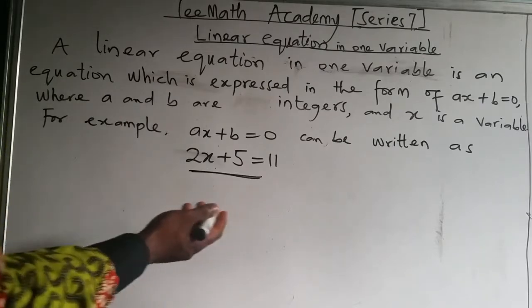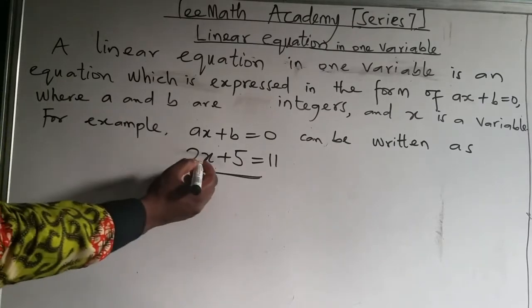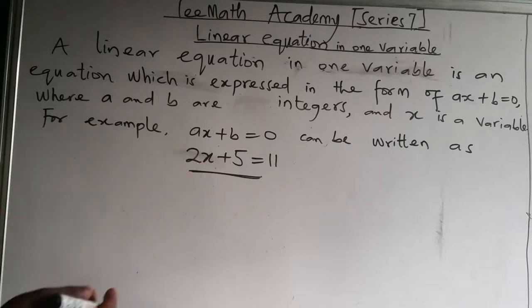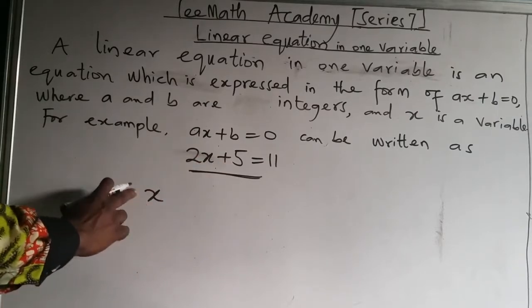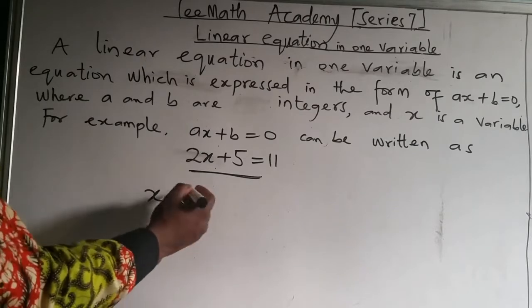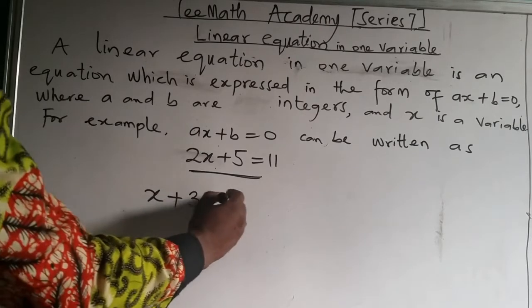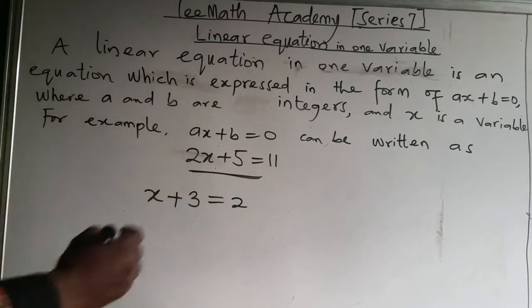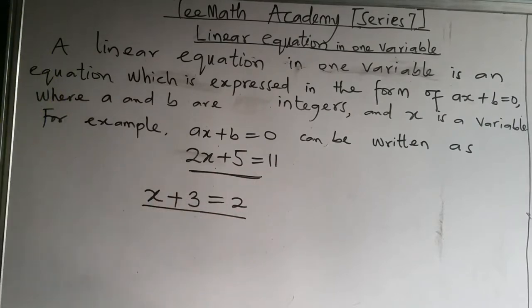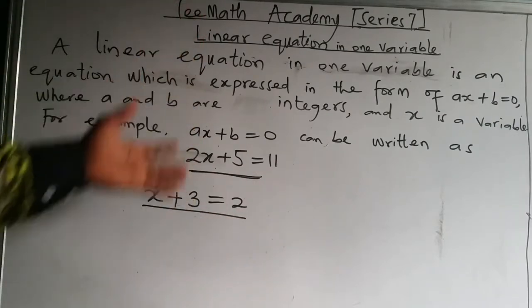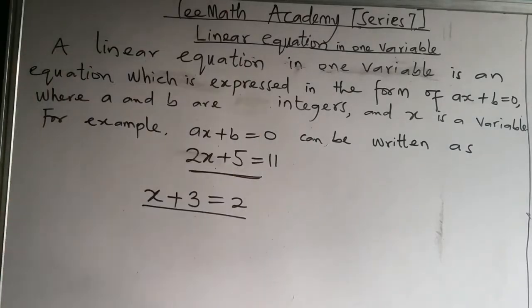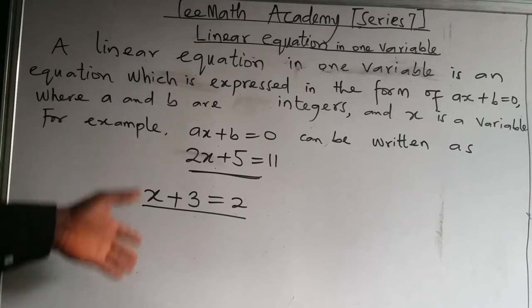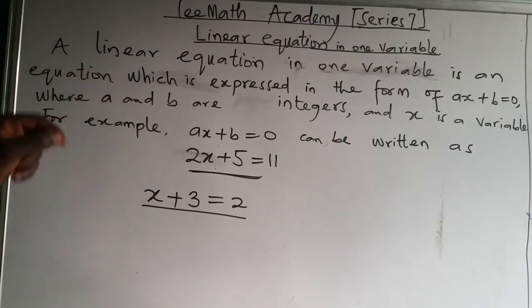Now it can also be expressed in this form. The coefficient of x here is 2. We can also have it to be alone, that is, the coefficient of x is 1. Then I can have it to be plus any other number which is equals to 2. This is also a linear equation. So I brought this up in order to explain the actual meaning of a linear equation in one variable.